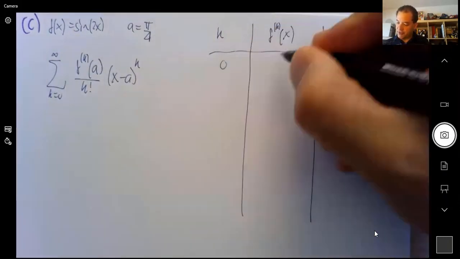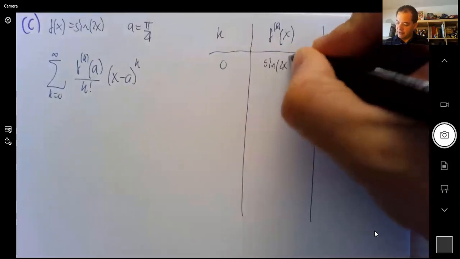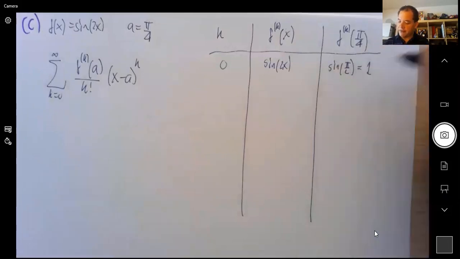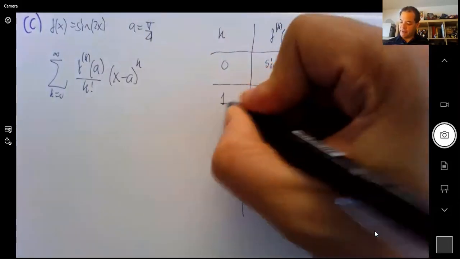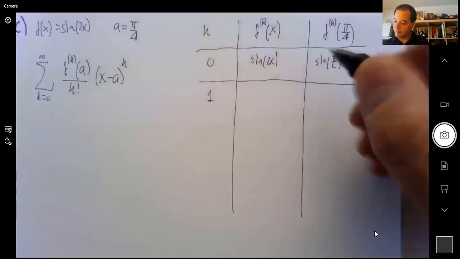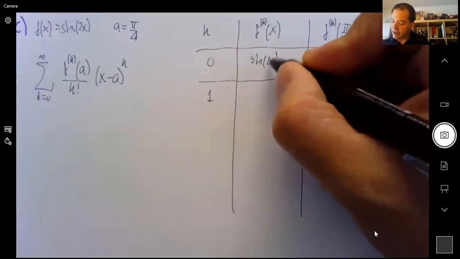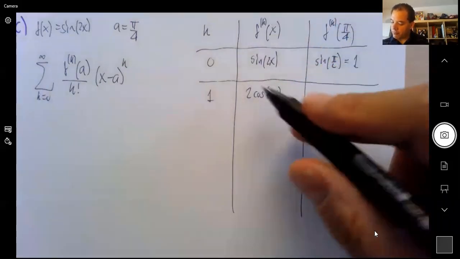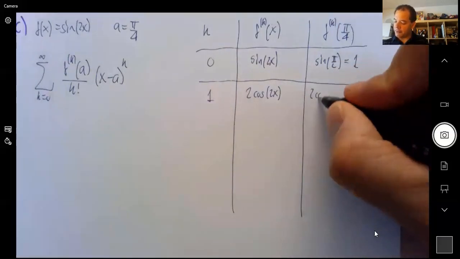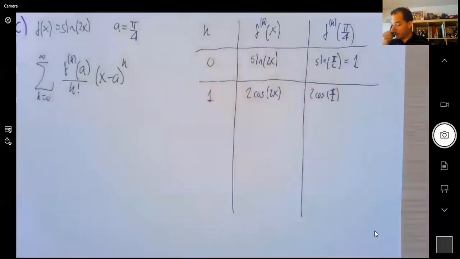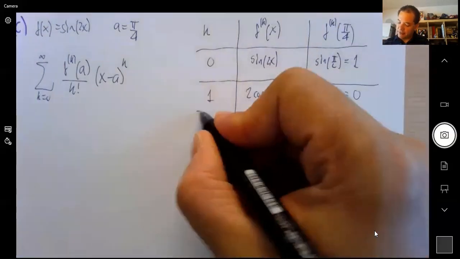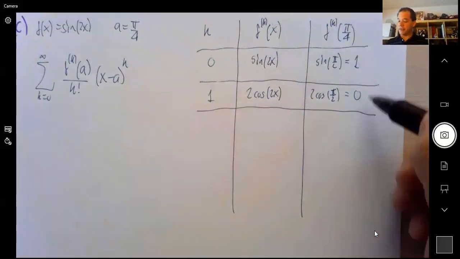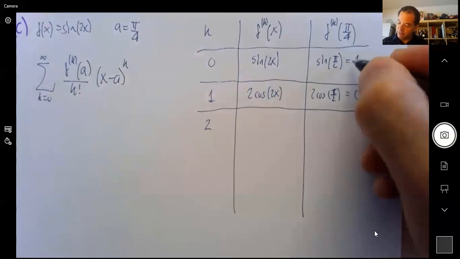The original function is sine 2x, and when I plug in pi over 4, I get sine of pi over 2, which is 1. That's nice. First derivative: the derivative of sine is cosine, times the inner function, so it's 2 cosine 2x. When I plug in pi over 4, I get 2 cosine of pi over 2, and the cosine of pi over 2 is 0. So that one doesn't count, right? Because we need four non-zero terms. So we only have 1 so far.